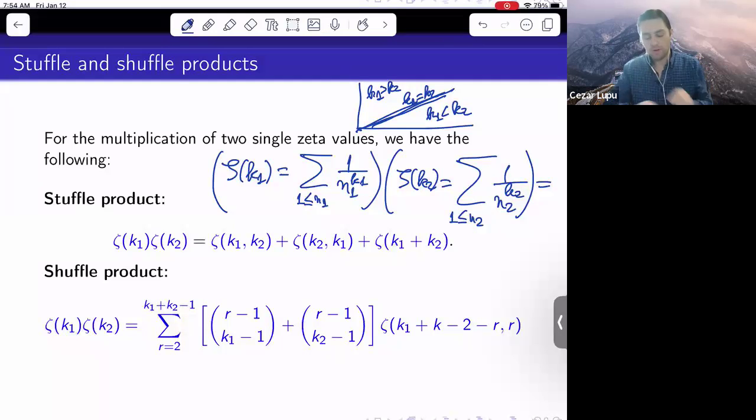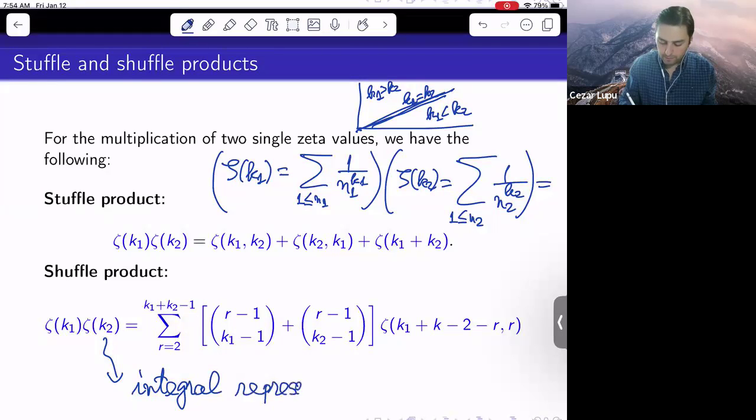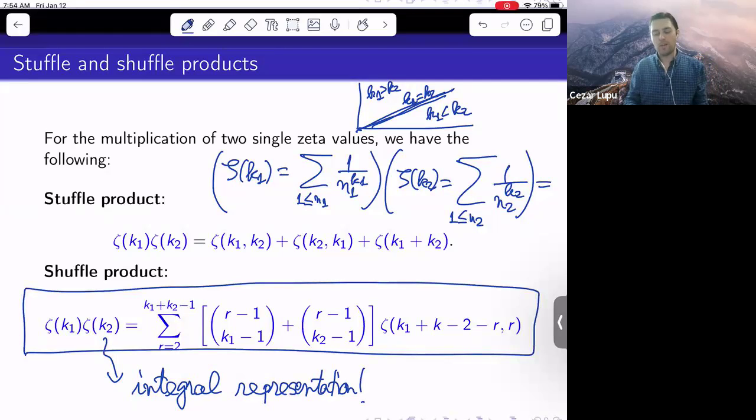Okay, but there is another way as well. If we want to multiply the integral representation, it's going to be a mess here, but we'll get this formula. As you can see, this is a little bit more complicated. It's like shuffling, it's called a shuffle product. It's like shuffling two decks of cards together. Once you do that, you have this sum with binomial coefficients, but here you only have double zeta values. You don't have any single zeta values. So if you use the shuffle product for two single zeta values, you will get double zeta values, while in the first case of the Stuffle product, you also get single zetas as well.